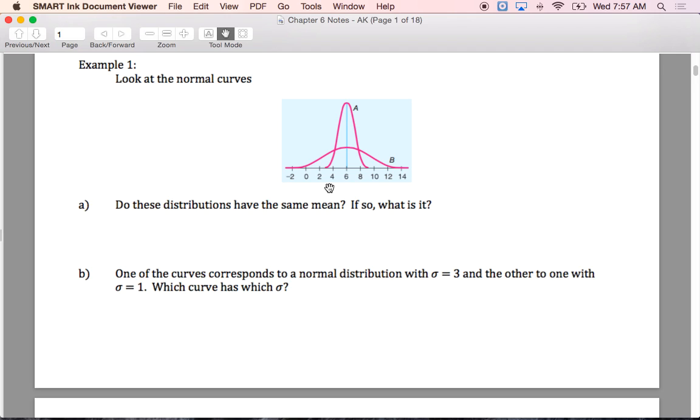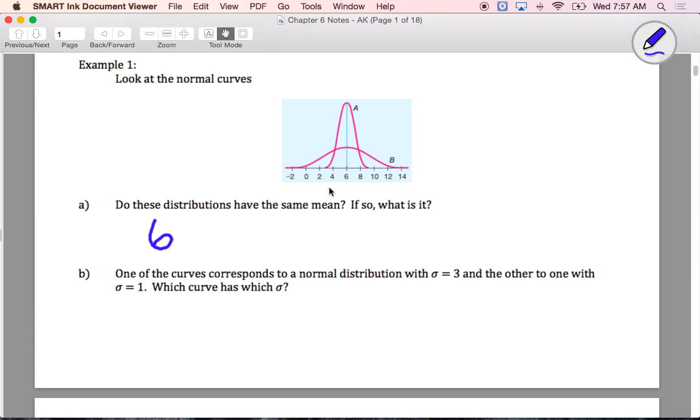Now here, for example 1, we have 2 normal curves. We've got A and B. The question is, do these distributions have the same mean? If so, what is it? They do have the same mean because if you look, they're both there in the middle at 6. So both A and B are in the middle, with a mean of 6.